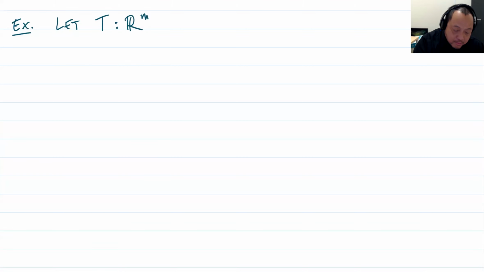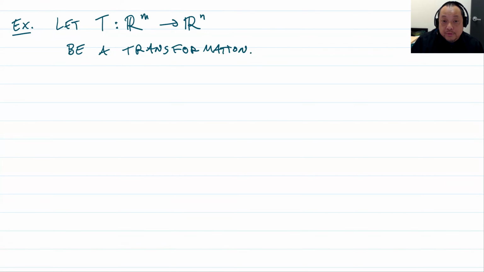All right, let's now prove some important properties of linear transformations. I'm going to write it as an example, as an exercise. Let T be from some Rm space into Rn space, be a transformation of some kind. We don't know if T is linear yet. This exercise is going to talk about that.